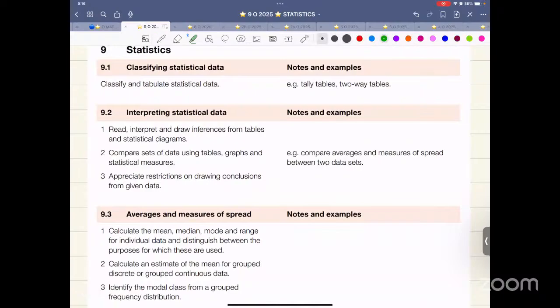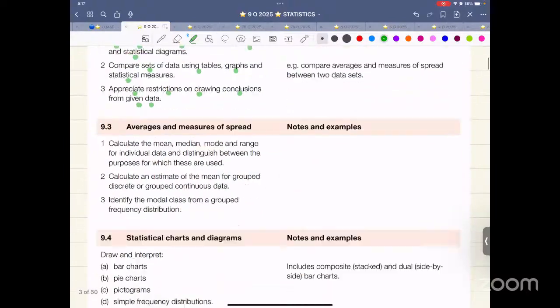So now over here: classify and tabulate statistical data, tally tables, the one with 4 ticks like this, 1, 2, 3, 4, that's a tally table. Two-way tables, where some information is given. And then read, interpret, and draw inferences from tables and statistical diagrams, compare sets of data using tables, graphs and statistical measures, that is mean, median, mode. Appreciate restrictions on drawing conclusions from given data.